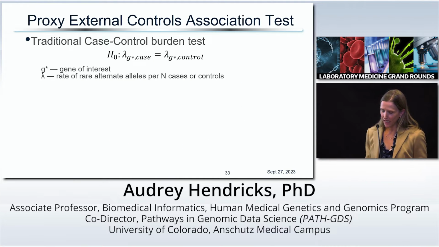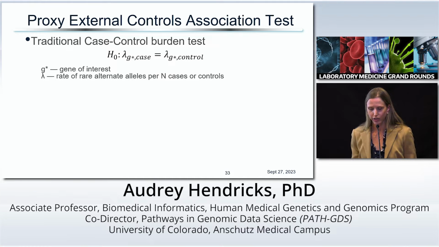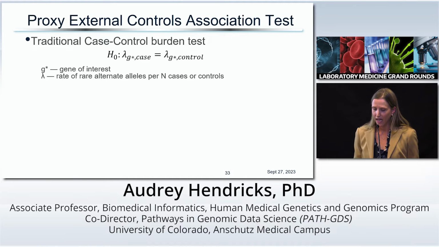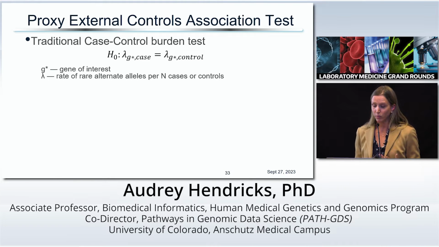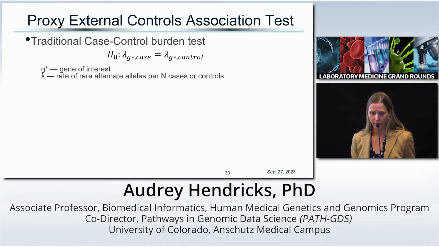So what we did here is we said, okay, let's think about a traditional case control burden test. And here what I'm showing you is under our null hypothesis of no association, we expect nothing to happen, which means we expect what's happening on the left in our cases to be the same as what is happening on the right in our controls. No association. G star is our gene of interest, and lambda is just our rate of rare alternate alleles.